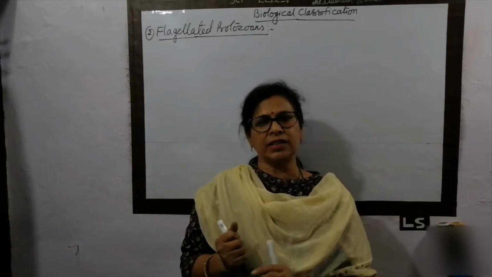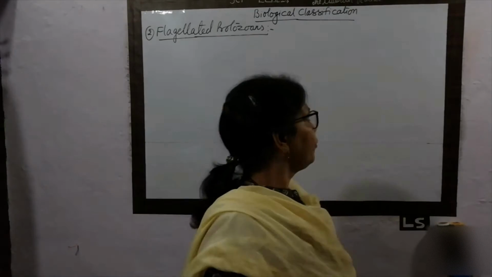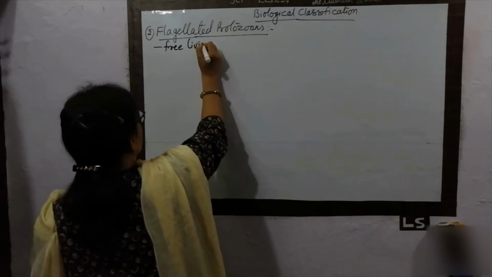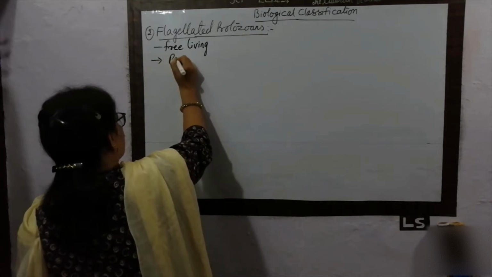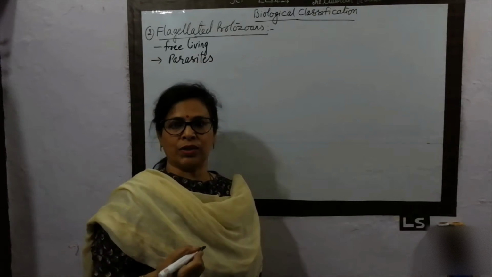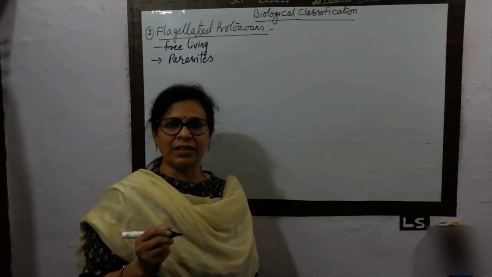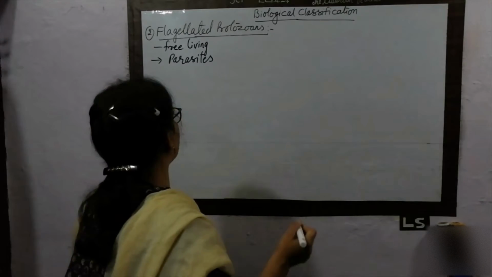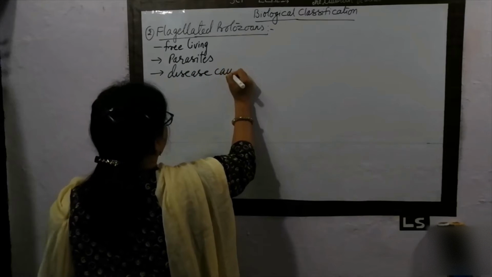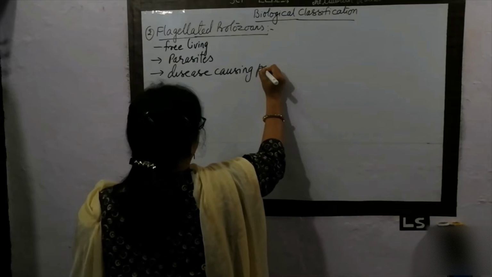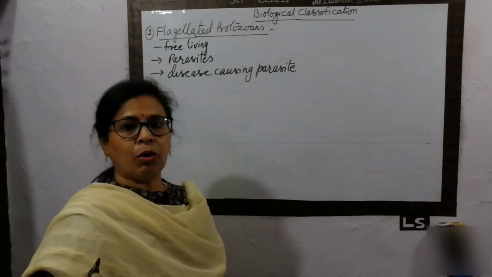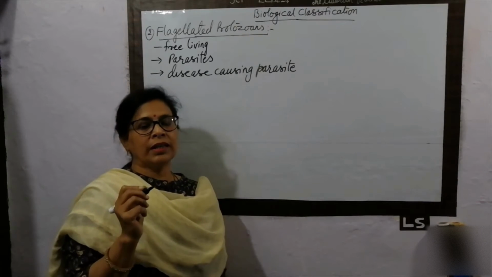What are the basic characters of this type of protozoan? They are free living, but they are mostly parasites. Parasites live inside the host. They are not only parasites, they are disease causing parasites. They cause certain diseases in our body, in the body of animals. So they are disease causing parasites.